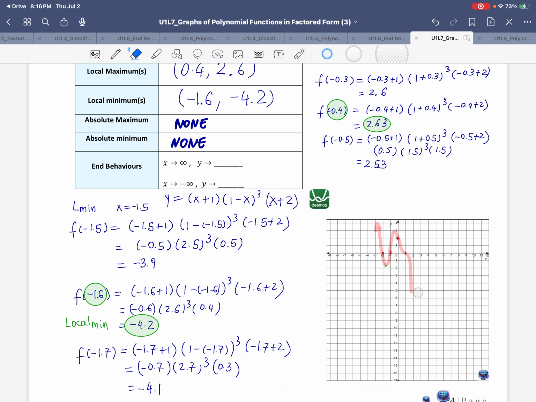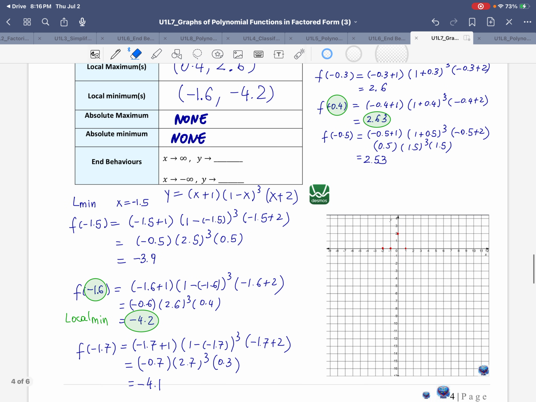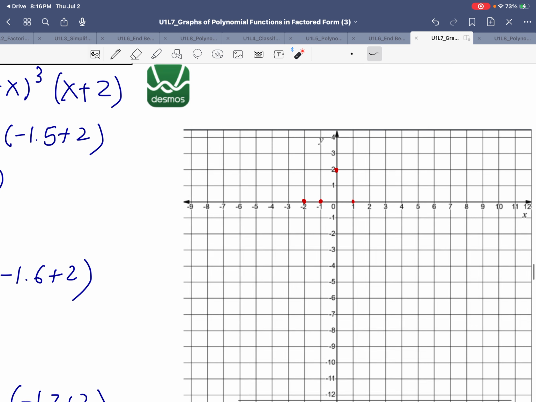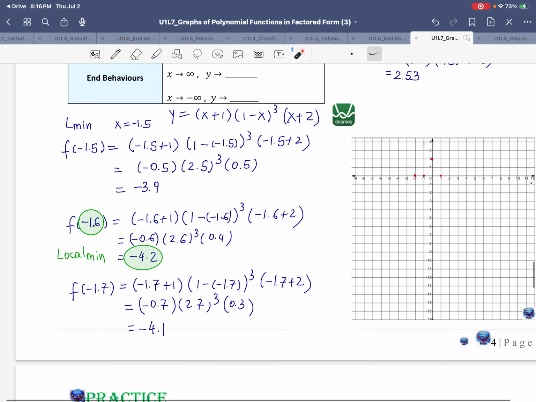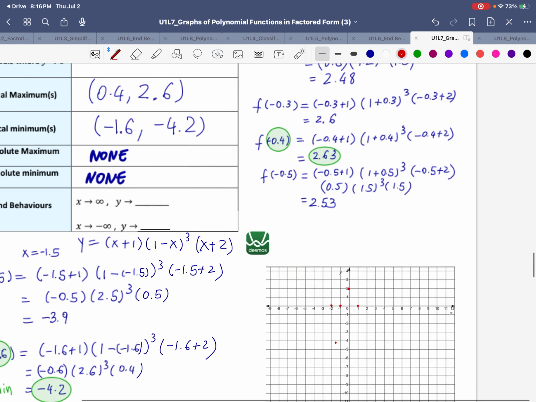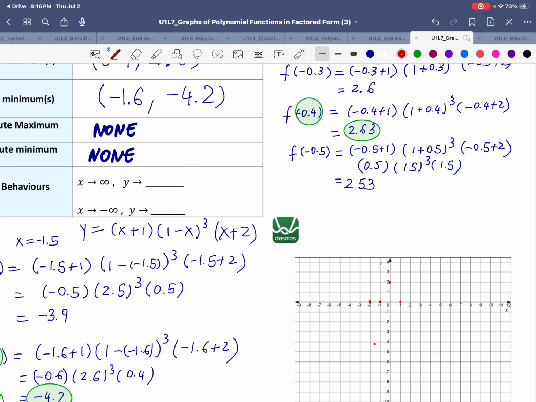So let's get to work. So we're going to keep our intercepts there. Very important. Negative 1.6, negative 4.2. So negative 1.6 will be somewhere in here. Negative 4.2 is the respective value. So it's going to be somewhere in here, the local minimum. And for the local maximum, we said that it is at negative 0.4 and 2.63, so a little bit more than halfway. So somewhere in here.